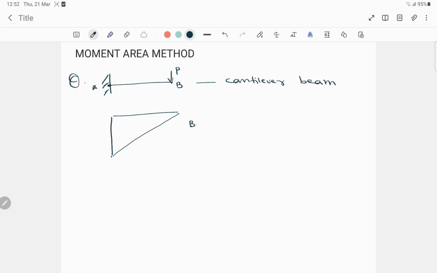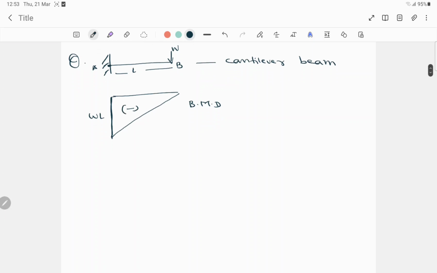Now this is the bending moment diagram, and again we have to draw the BMD by EI diagram. In the bending moment diagram this will be W into L. Let it be W, and this is the length of the beam. So here the maximum bending moment will be W into L, and it will be on the negative side. Now we have to draw the BMD by EI diagram.